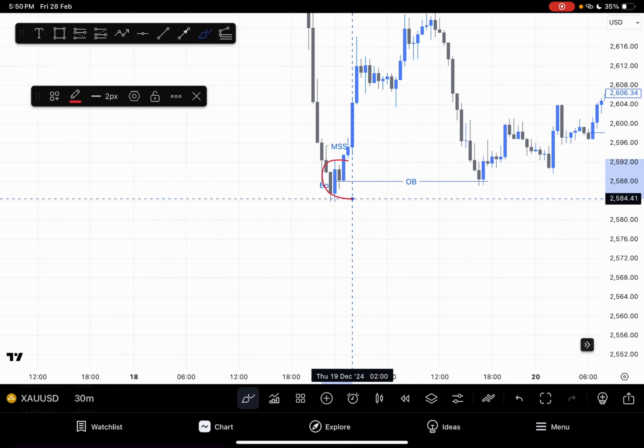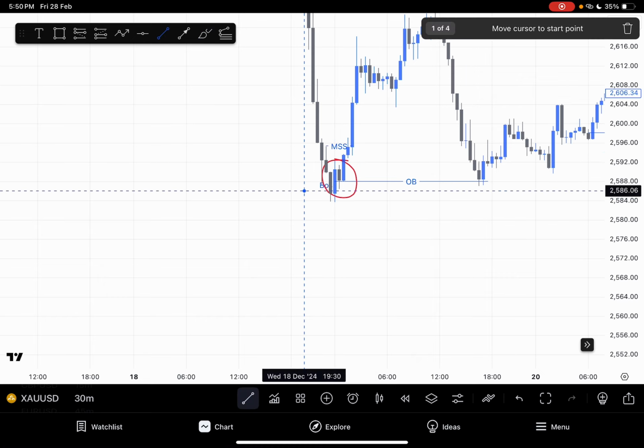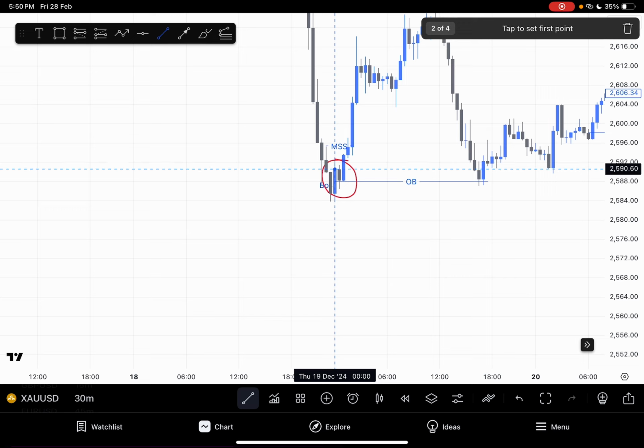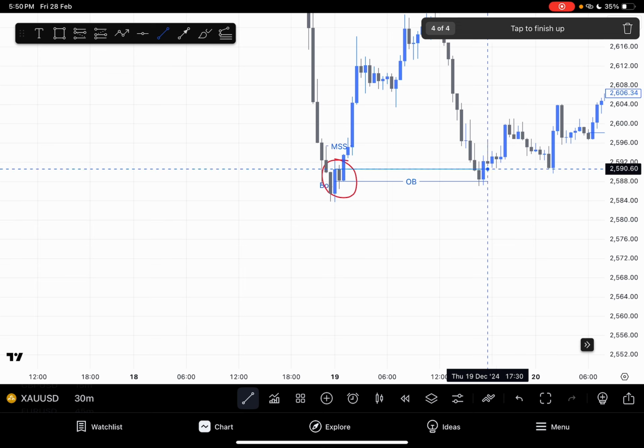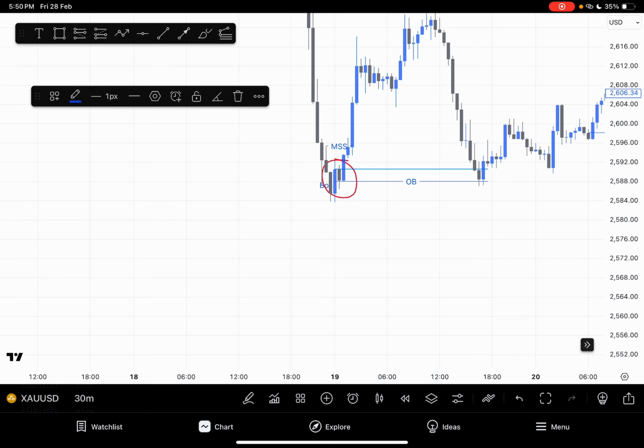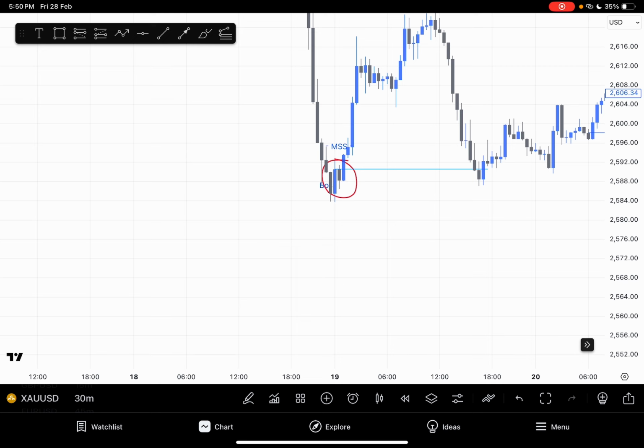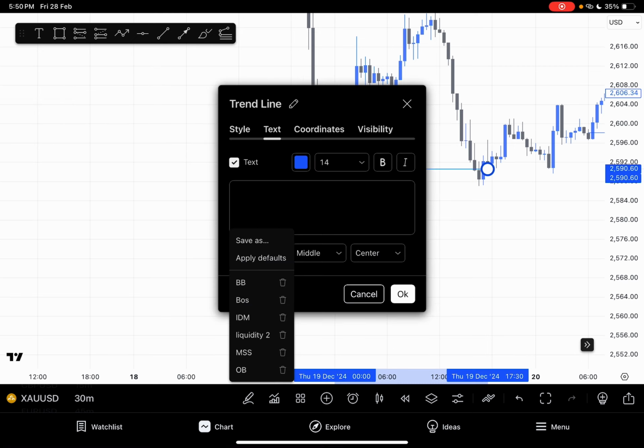You can decide to take it from here. You can decide to take it from a lower time frame also. If you use here, it's still valid. Use the beginning of this point as your OB. It's still valid too. If you don't want to use that, you can also use this as your OB.